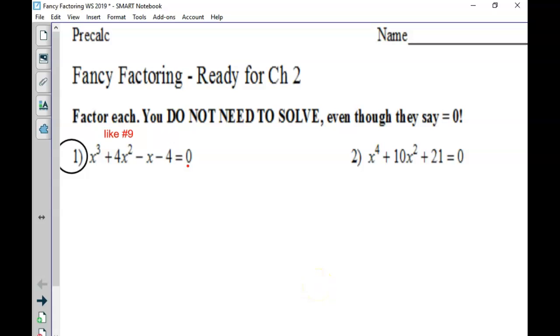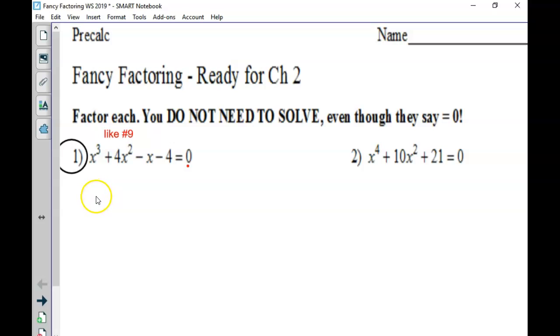Okay, so this is just a factoring review worksheet. There is factoring on many of the topics from here on out in chapter 2. What would we need to do on number 1? I'm just going to go through the circled ones, and several of them say next to it it's like number something that's also on here. What would we need to do on this first one?